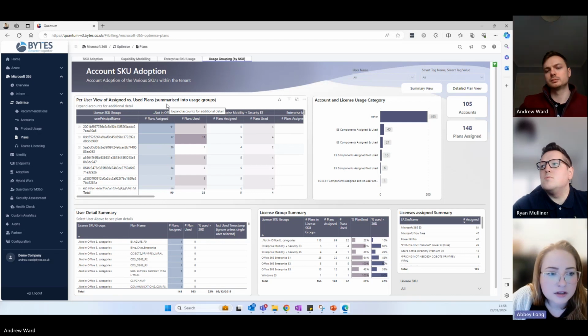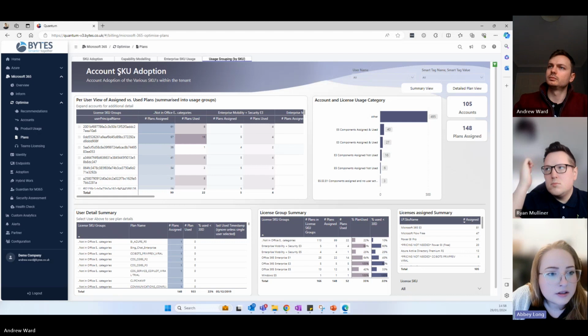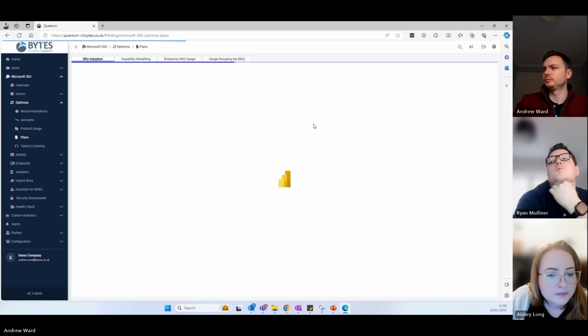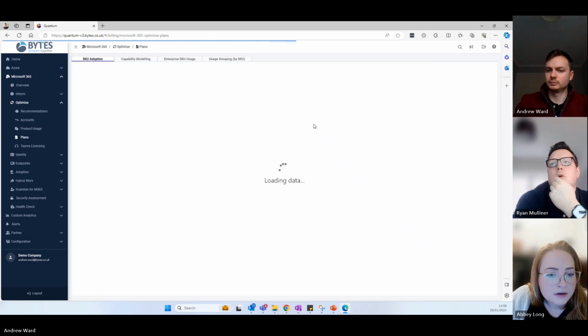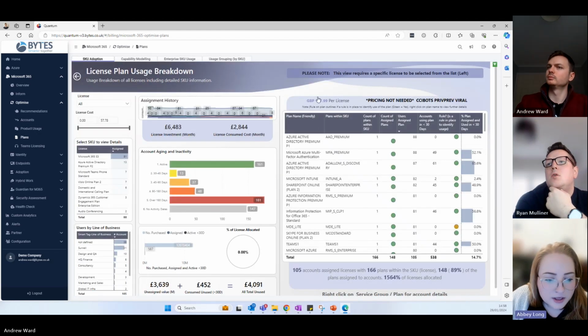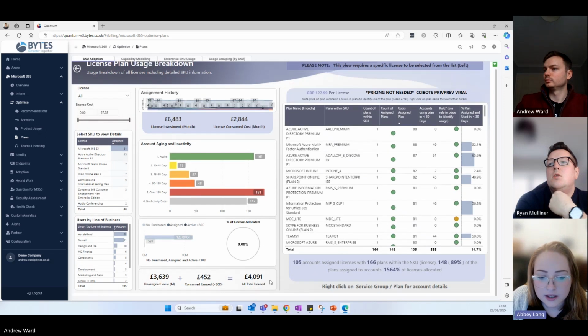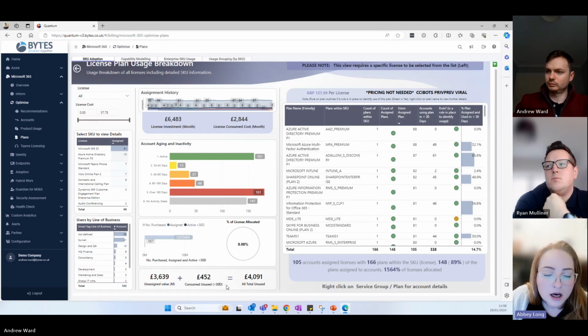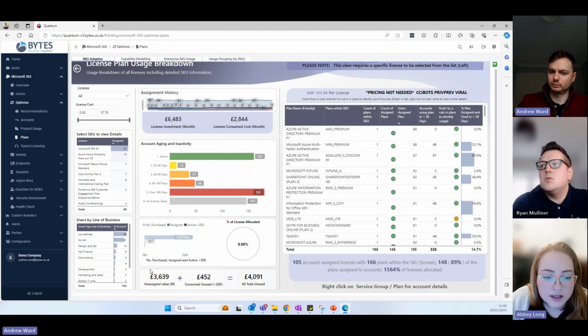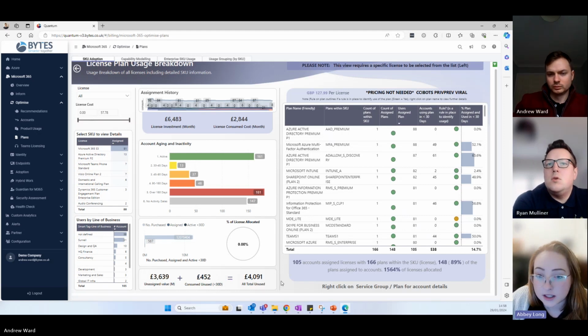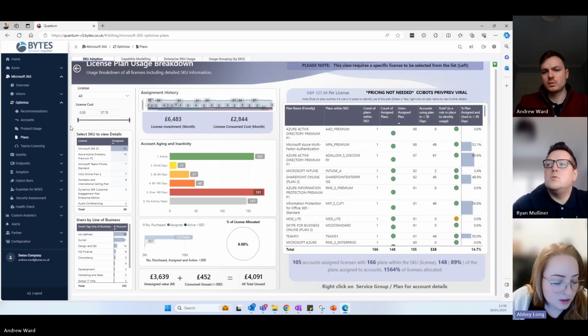And just going back onto the SKU adoption page, sorry, Andrew. On the bottom there, where it has the workings out of the total unused, what data does that use? Is that just the data that it's pulled above to work out what is unassigned, and then work out what's unused from those assigned licenses as well?